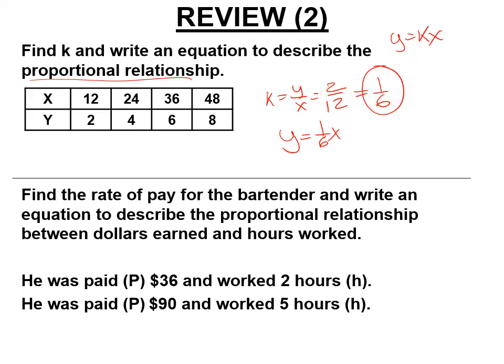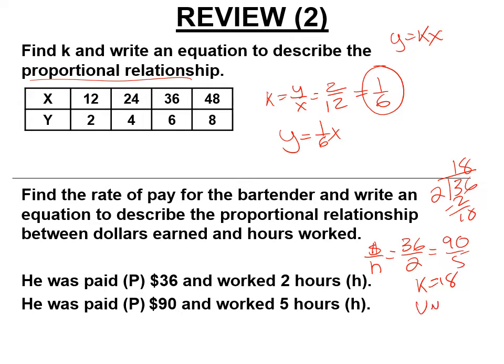Find the rate of pay for the bartender and write an equation to describe the proportion. So it's proportional, so it's dollars per hour. The dollars go up top, the hours on the bottom. Both of these better equal the same thing. Well, I'll do the easier one. 36 divided by 2. Oh, it's 18. So K is 18. That means the unit rate, if you're asked that, then you put units on it. It's $18 per hour. Write the rate of pay. So that's the $18 per hour.